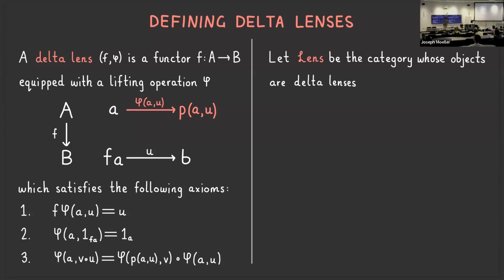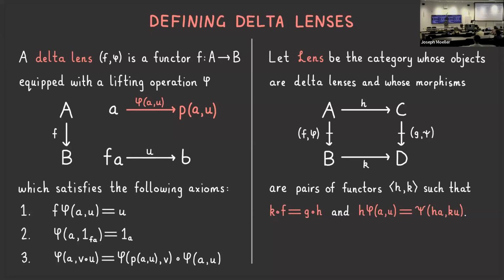And so I want to talk about this category. Let me see if I can move this. I want to talk about this category of lenses, but in contrast to many other talks you might have heard considering lenses, where we take the lenses to be the morphisms of the category, here I want to talk about a category whose objects are the delta lenses, okay? And I want to consider the morphisms of these delta lenses, okay?